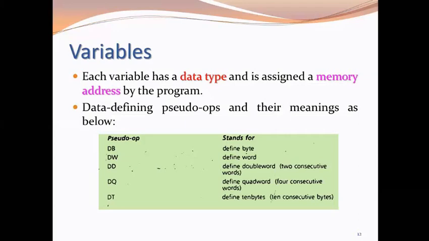Anyway, no worry about that. We have the other pseudo opcodes like DQ, which means define quad word, and DT, define 10 bytes. All of these you are considering as data types, like integer and so on. Here you are considering DB, DW. We will see the example very soon.